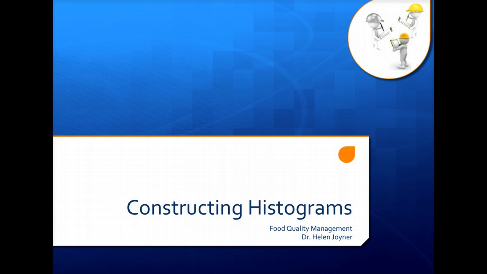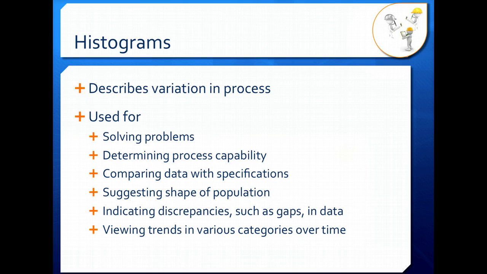To use a histogram properly, you have to know how to put it together the right way. As a reminder, histograms describe variation in the process, and they can be used for solving various quality problems you have. They can determine process capability. They can compare data with different specifications. They can look at the shape of an overall population.